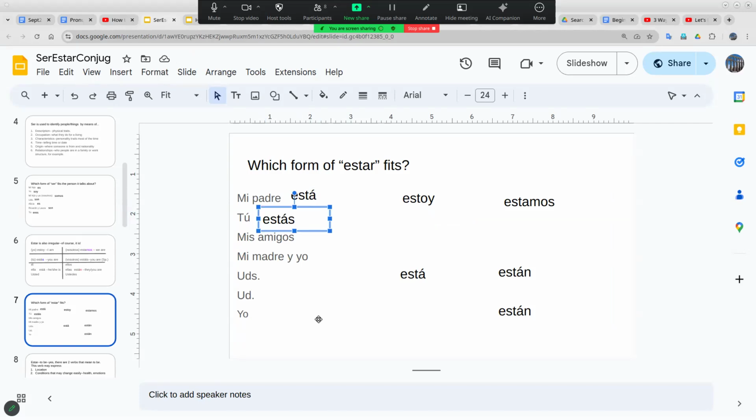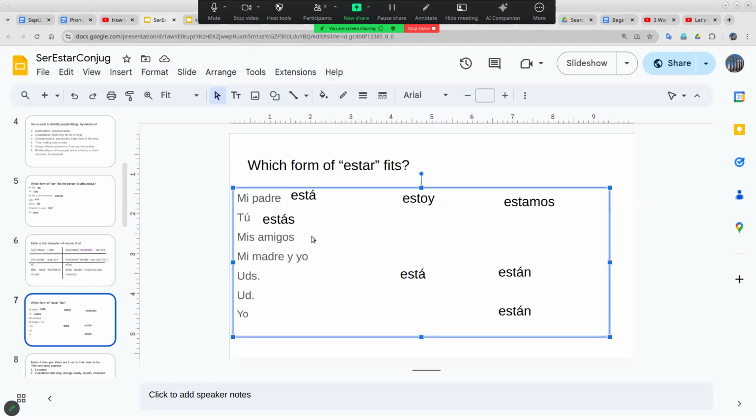¿Estás bien? Are you well? Okay. ¿Estás en el supermercado? Somebody calls you on the phone. ¿Estás en el supermercado? Are you at the supermarket? ¿Estás en casa? Are you at home? Okay. Mis amigos, if I'm talking about a bunch of people, which form of estar will match up?